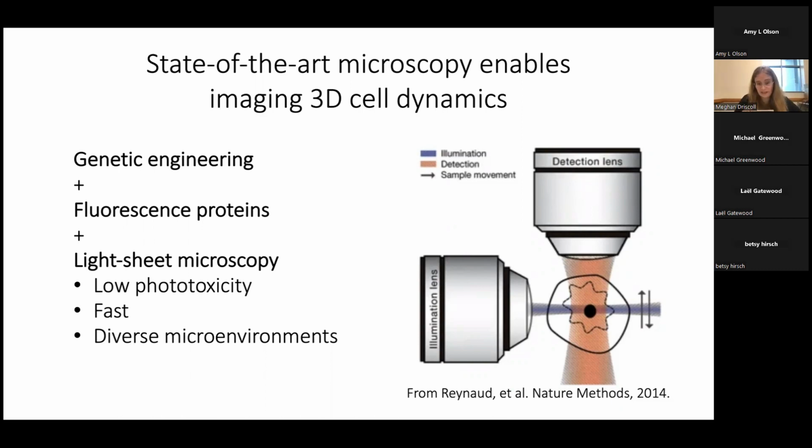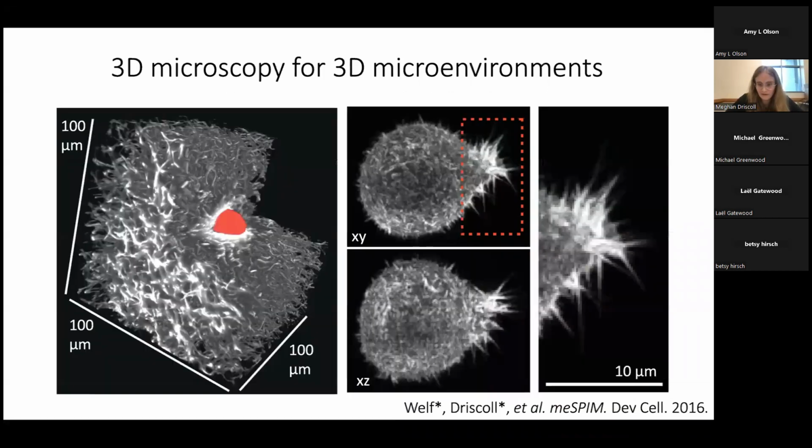You have to play some tricks to get the sheet of light thin enough for this to work. And there are a wide variety of ways of doing that. But once you do that, you can actually begin to image quickly enough to see dynamics in 3D, right? Before we couldn't even see how these cells were changing their dynamics, even in an artificial sample, okay?